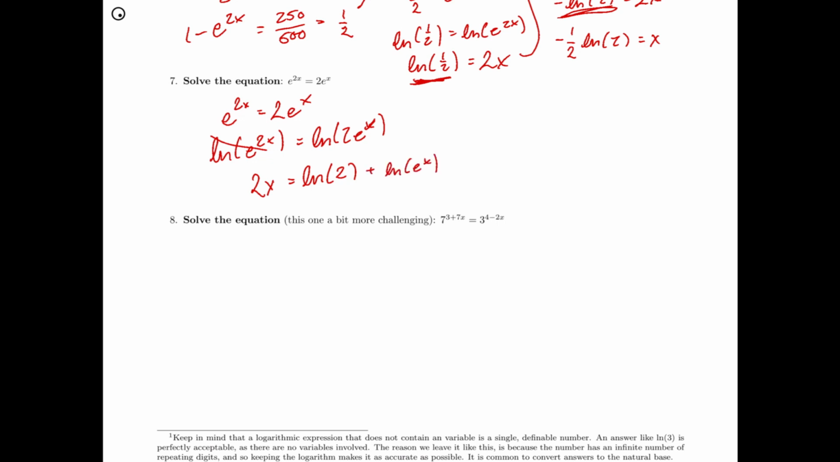Okay, so I can see where this is going, right? Because now natural log and e cancel. This gets us 2x equals natural log of 2 plus x. And then I'm just going to subtract x from both sides. And I get x equals the natural log of 2. That was pretty easy. The equation looked a little interesting, but we just attack it with a natural log and we end up with the right answer, right?